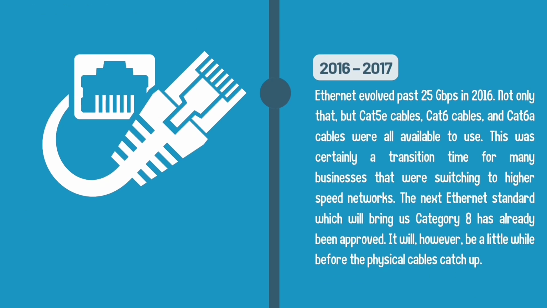Ethernet evolved past 25 gigabits per second in 2016. Not only that, but Cat5e cables, Cat6 cables, and Cat6a cables were all available to use. This was certainly a transition time for many businesses that were switching to higher speed networks. The next Ethernet standard, which will bring us Category 8, has already been approved. It will, however, be a little while before the physical cables catch up.